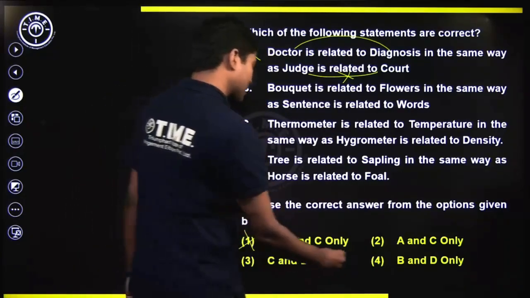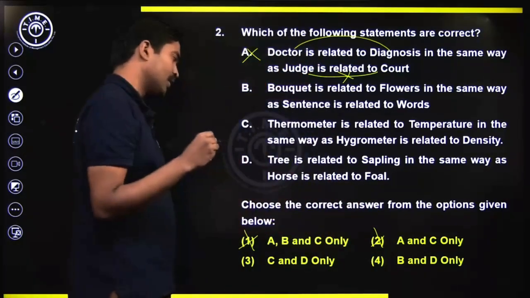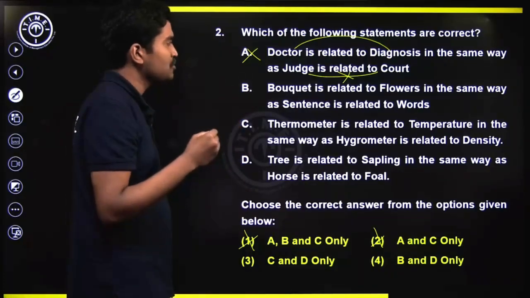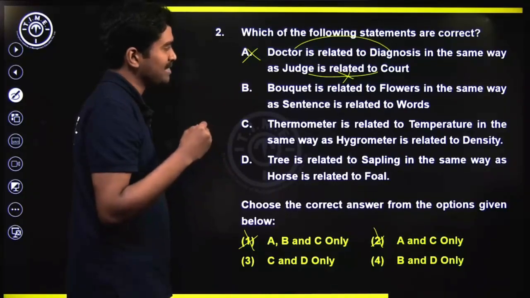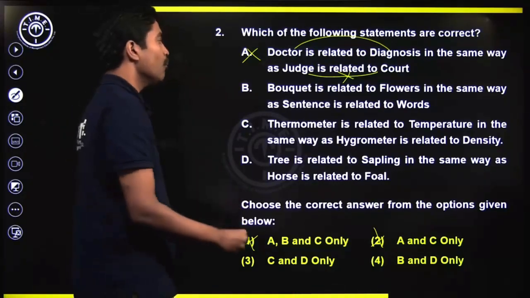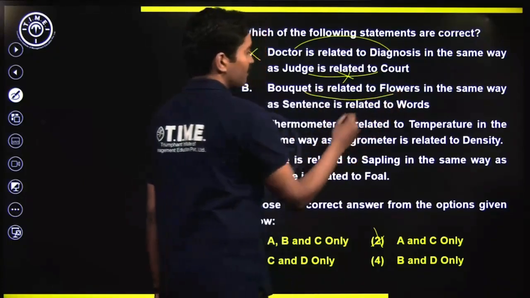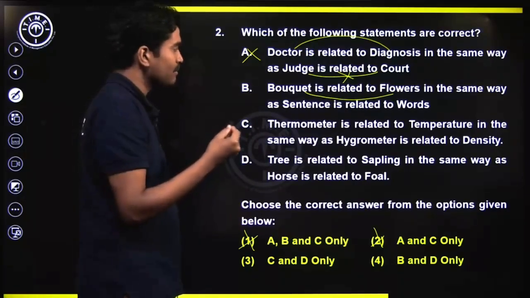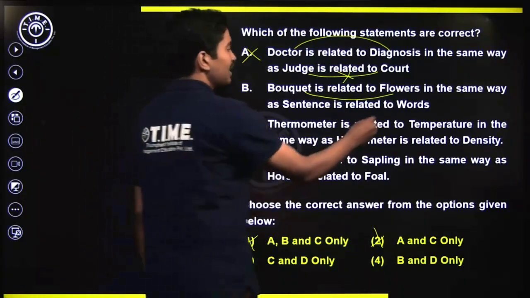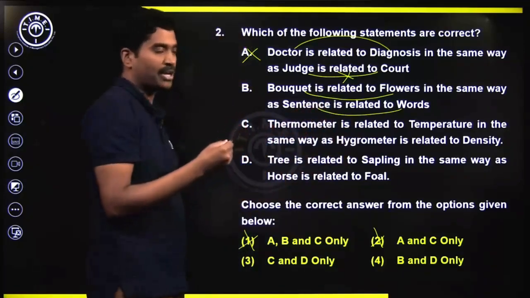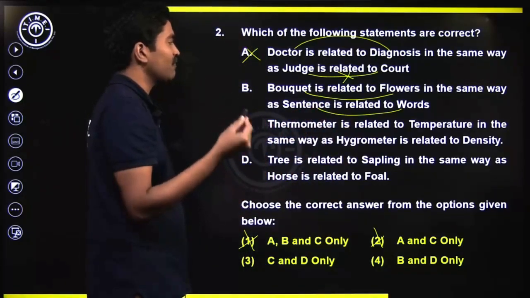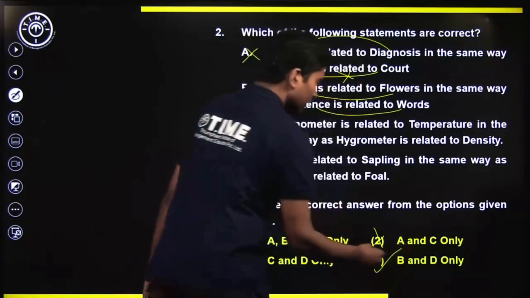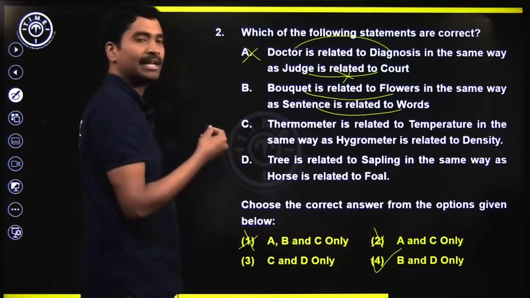So option 1 is ruled out, option 2 is ruled out. Now we are stuck between B and D or C and D. Let's look at B. Bouquet is related to flowers in the same way as sentence is related to words. Bouquet is made up of flowers. I put together enough flowers, I'll make a bouquet. Similarly, I put together enough words, I will form a sentence. This is appropriate. So B is definitely right here. In an exam mode, I'll go with option 4. I won't even read the next two.